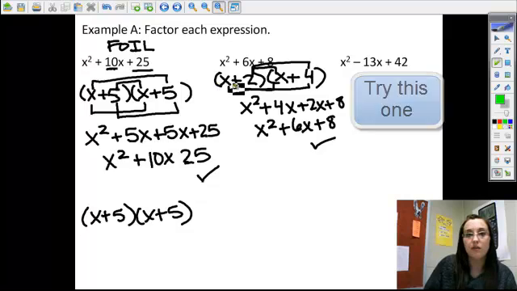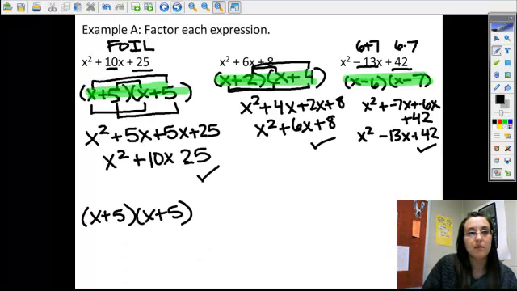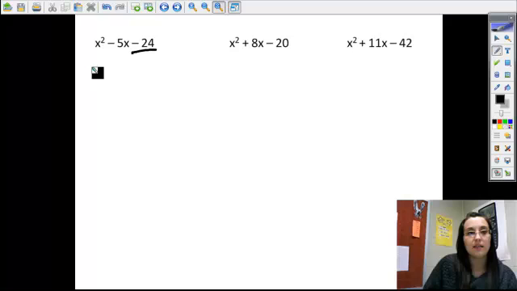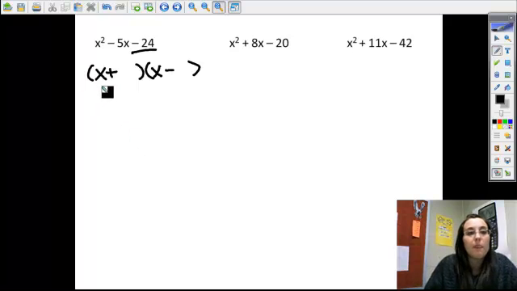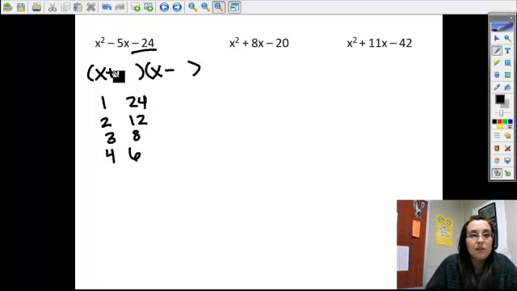So the factored form that I used was, sorry about that, that means it has to be x plus something and x minus something, because a positive times a negative will get me negative 24. So this is going to get a little bit more complicated. So I need to think of the factors of 24. 1 and 24, 2 and 12, 3 and 8, 4 and 6. And this time, since one is going to be positive and one is going to be negative, I have to think of their difference.